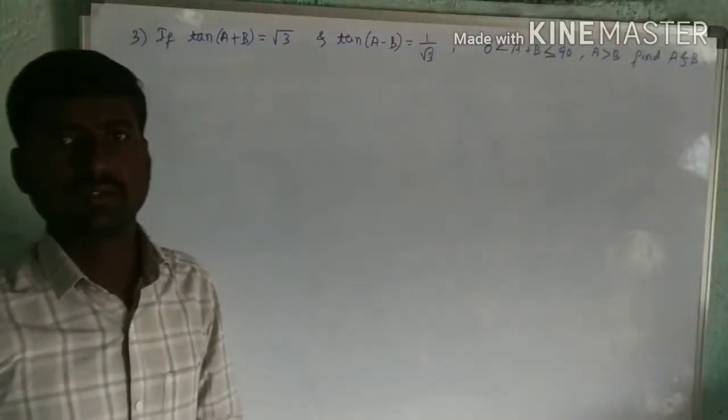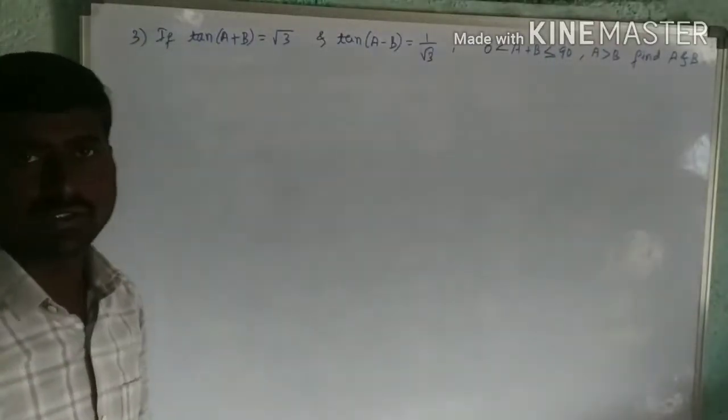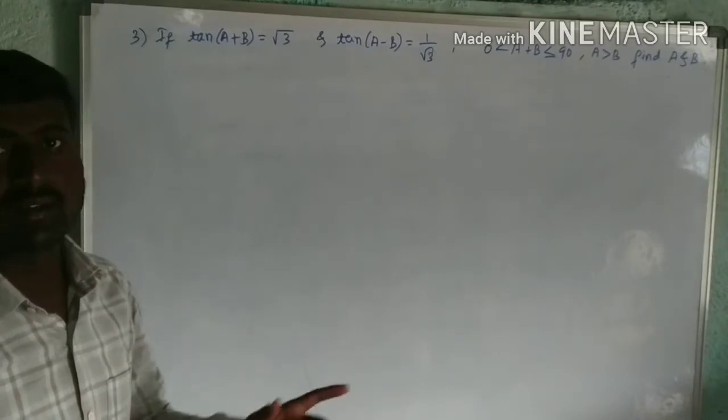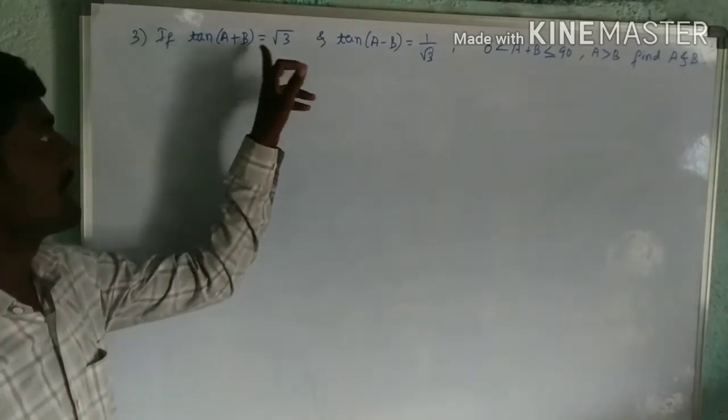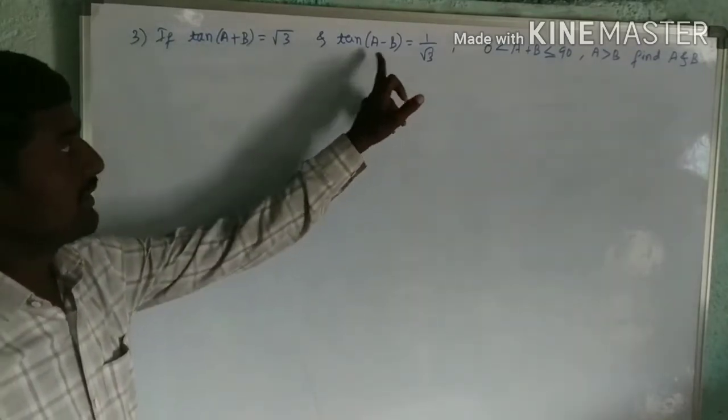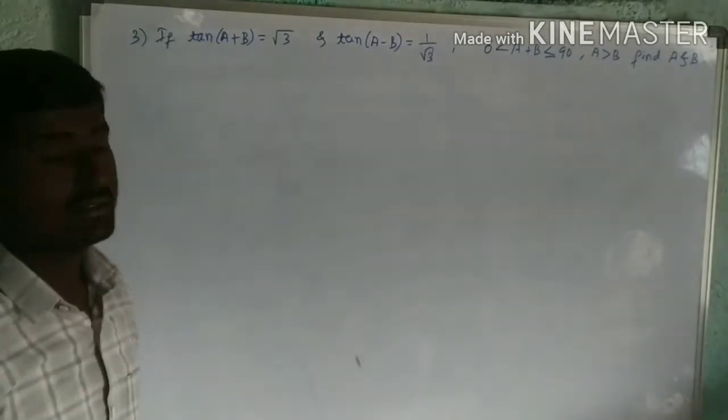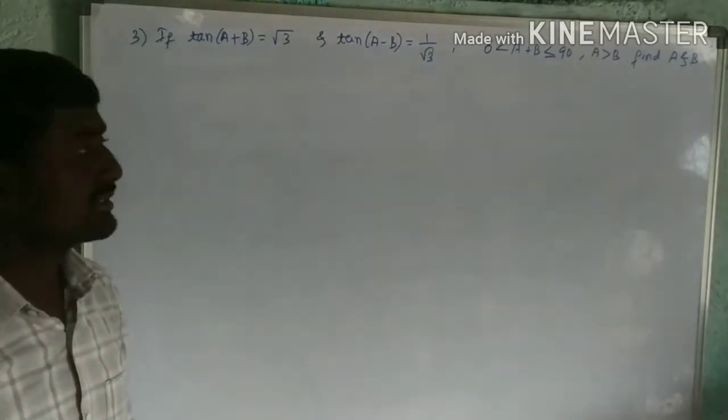Hi dear students, today we shall discuss the third question in the second exercise. The question is, if tan of a plus b equals root 3 and tan of a minus b equals 1 by root 3. These are the two given conditions.